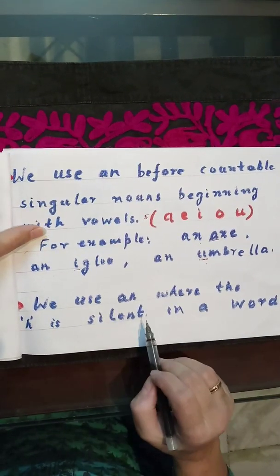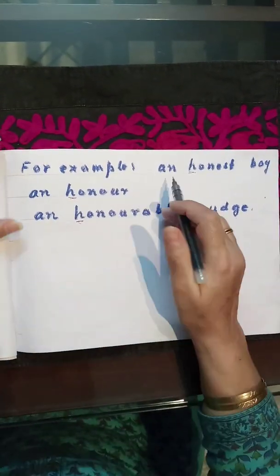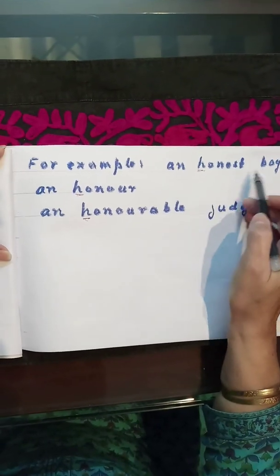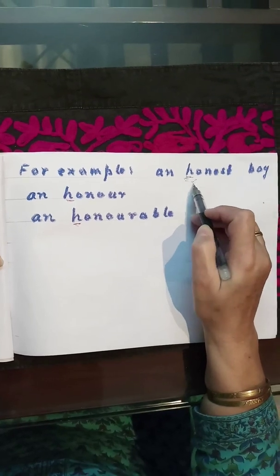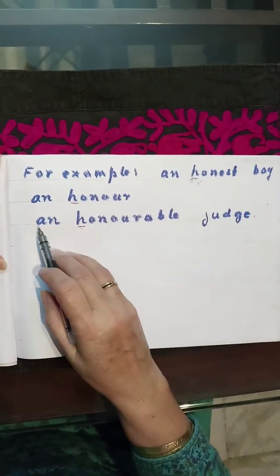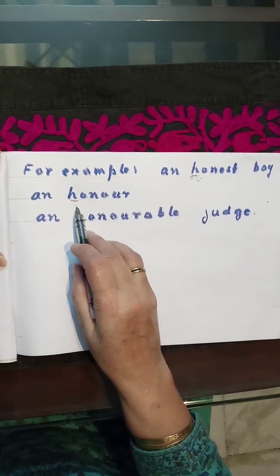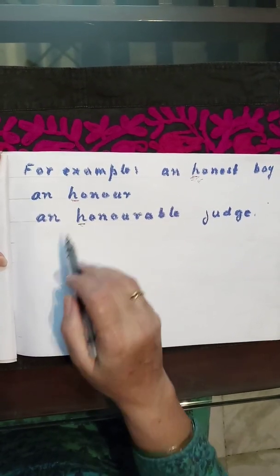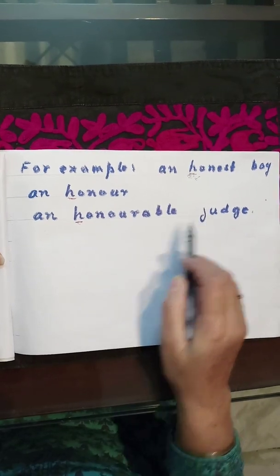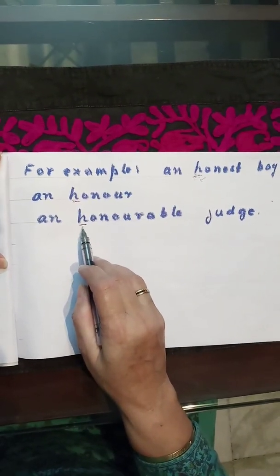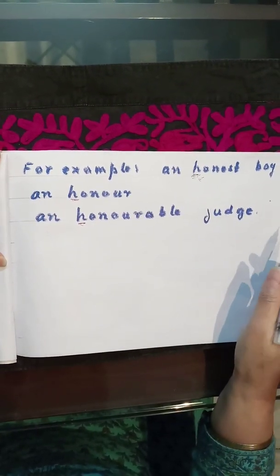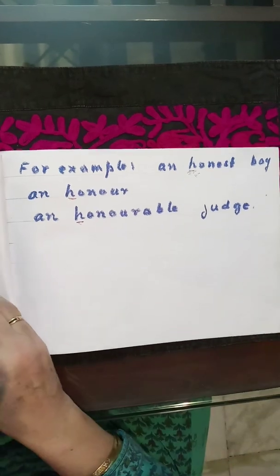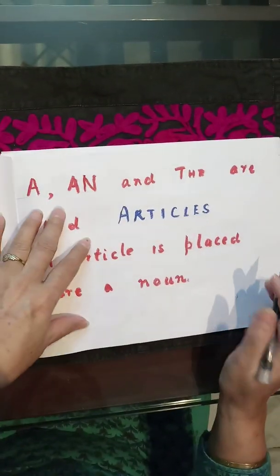We also use an where the H is silent in a word. For example, an honest boy. When we say honest boy, the H is silent. See children, I repeat it again for you. Honest, H is silent. An honor, again H is silent. I repeat again, honor. Then an honorable judge. Here again the alphabet H is silent. An honorable judge. So I'm sure you must have understood the concept of a and an, which are articles.